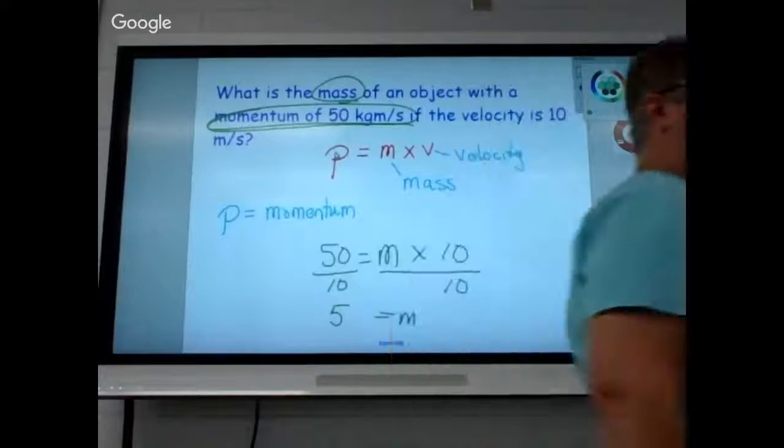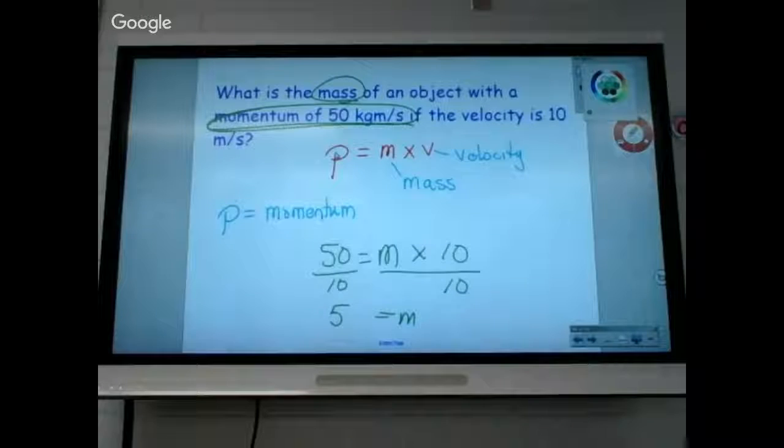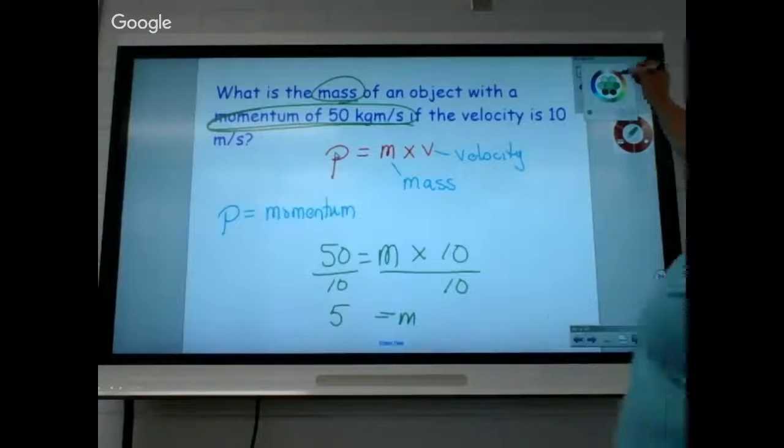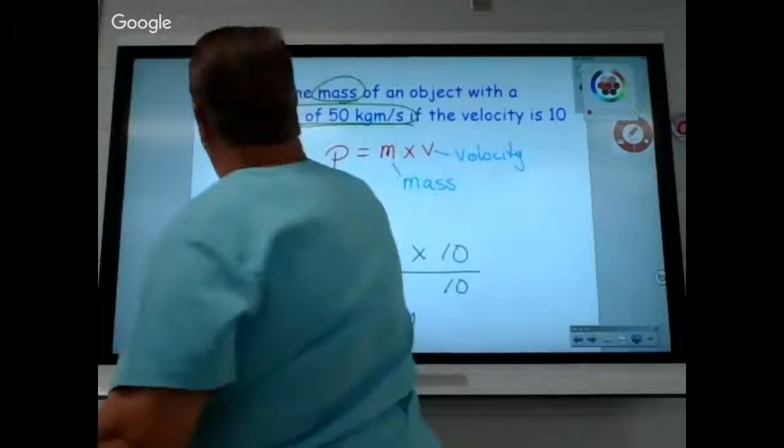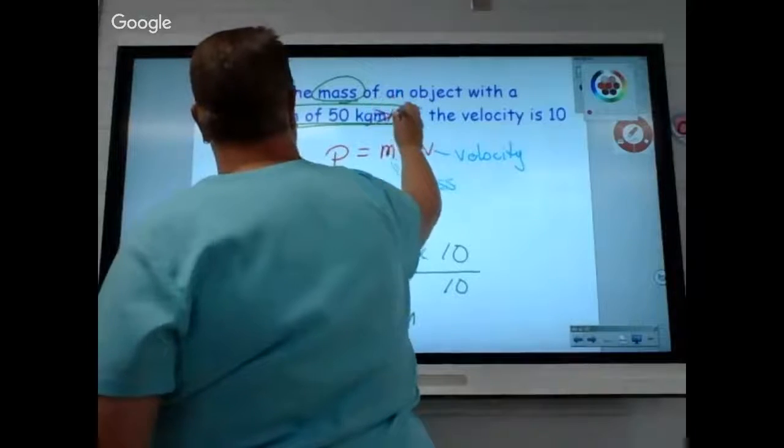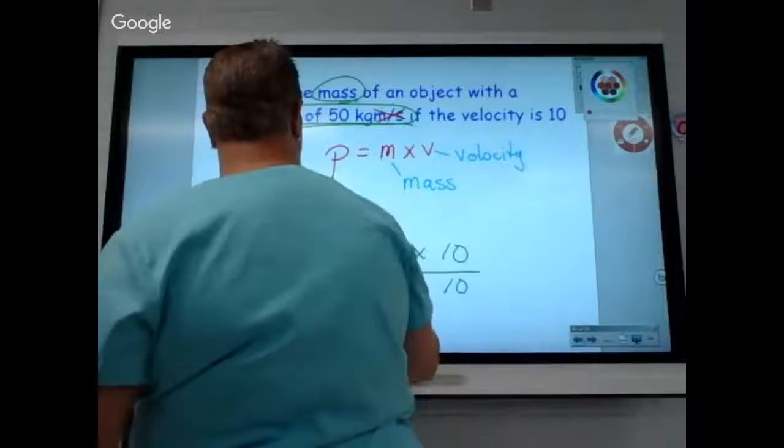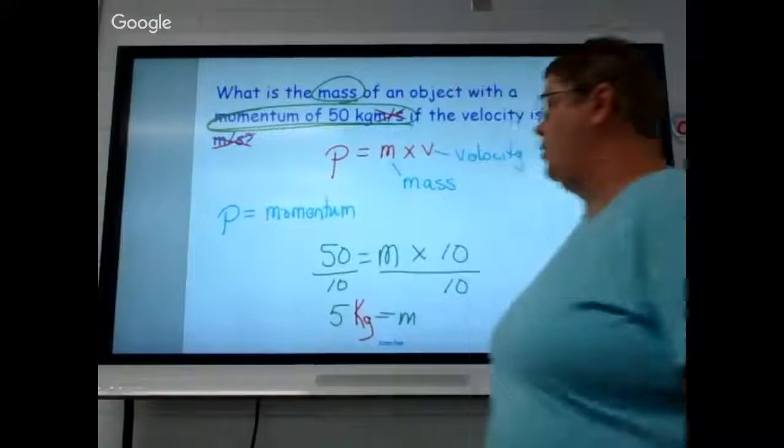Now, what unit is a mass going to be in based on what's in that problem? kg. Look at the problem and tell me what unit we're going to put on that mass. Very good. Okay, so when you look up here, this m/s cancels with this m/s, and you're left with kg. Everybody good with that?